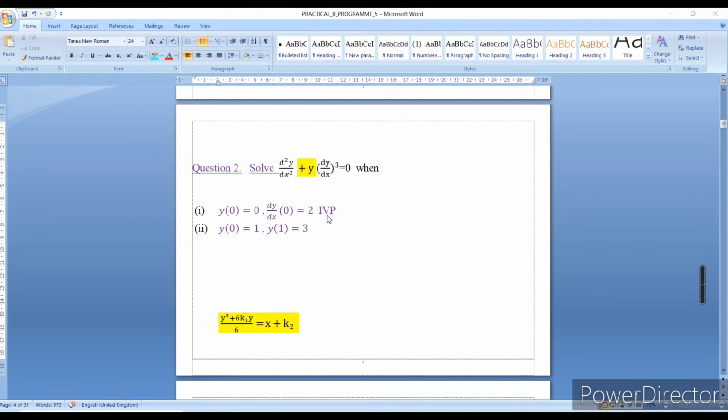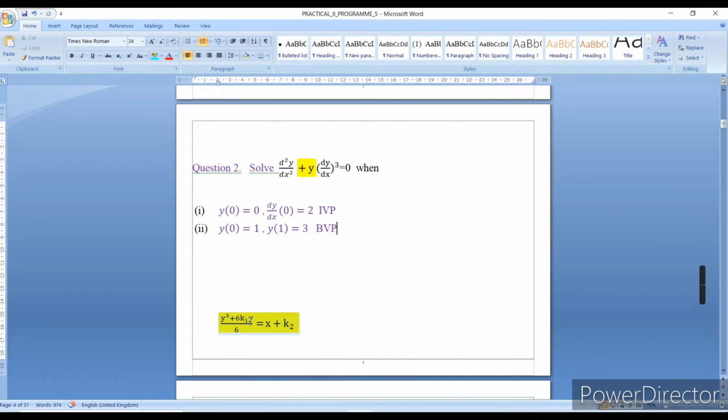It is an initial value problem, and as the order is 2, there are two constants in the solution of this differential equation. I will also solve this differential equation with the conditions y at 0 is equal to 1 and y at 1 is equal to 3, and this type of problem is known as a boundary value problem. I will give you the solution of these initial value and boundary value problems in MAXIMA software.